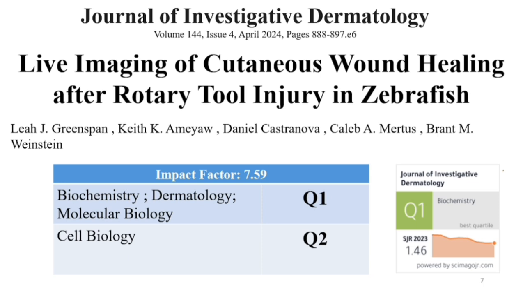This is the paper I chose because it relates to my study in the lab. The title is "Live imaging of cutaneous wound healing after rotary tool injury in zebrafish", published in the Journal of Investigative Dermatology, Q1 ranking, with an impact factor of 7.59.